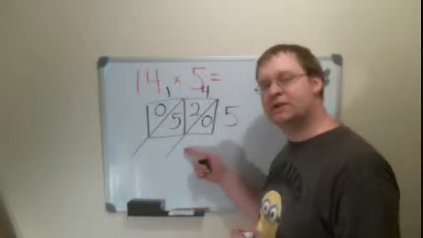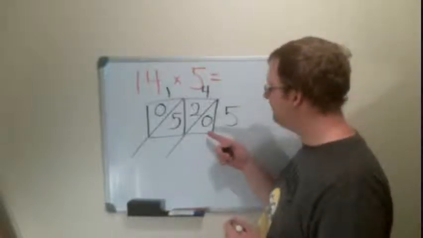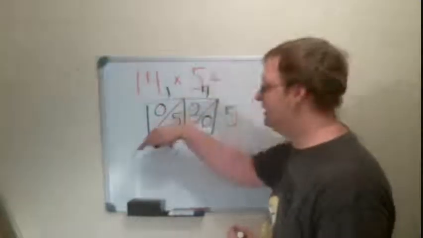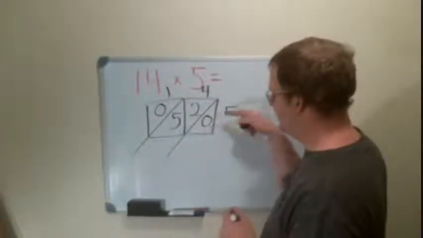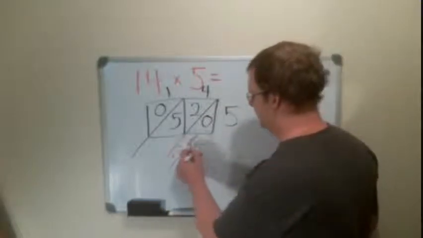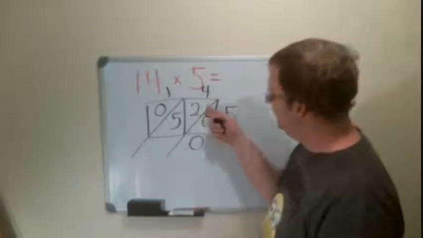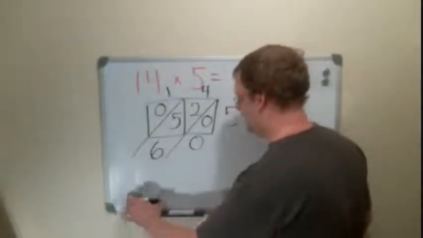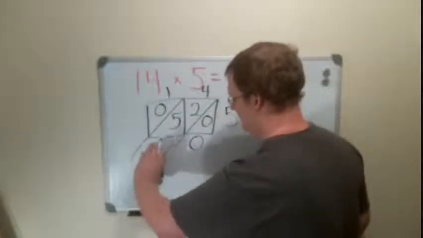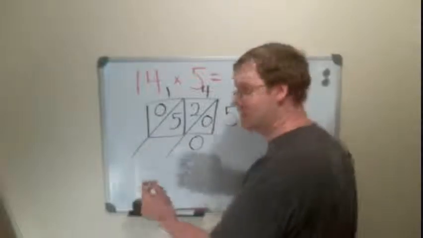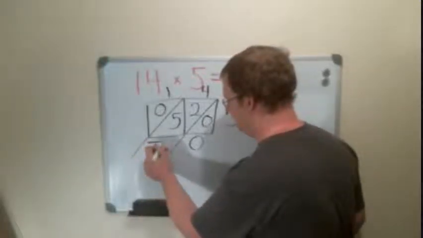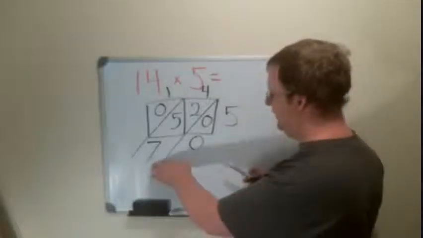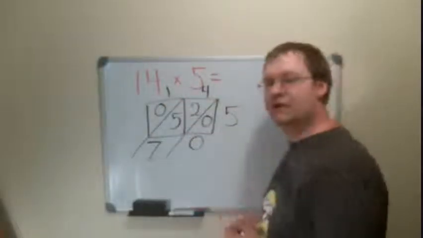And this is the second reason these diagonal lines are important. We're going to start to add following these diagonal lines, like so. So 0 has nothing to add to it, so we're just going to put a 0 right there. 2 plus 5 is 6. No, it's not. 2 plus 5 is 7. And now we have the answer to 14 times 5. It's 70.